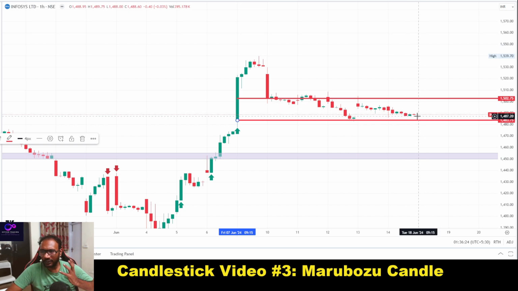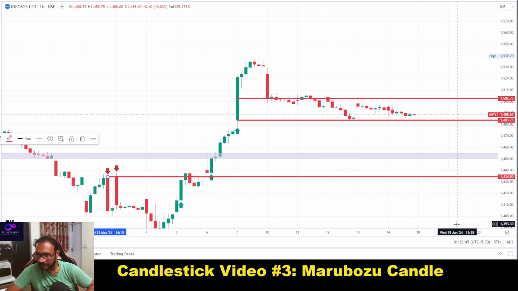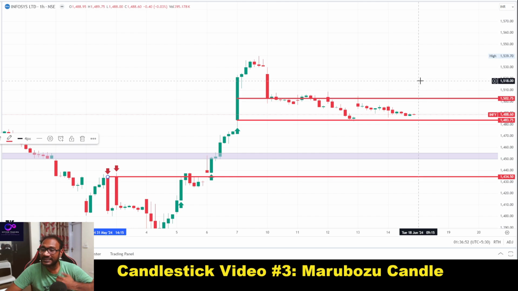And now how do I read this? If this one is getting broken, then probably I can expect it to fall to the level of 1452, because that's where the support levels are, 1450, right? Further, if it breaks and then enters into this level, then it becomes a bearish move. If it breaks this 1502 and climbs higher, then the bullish trend is likely to continue. So that's how you got to read it.